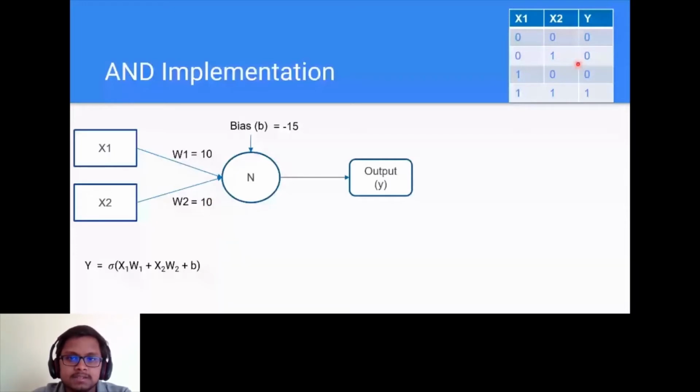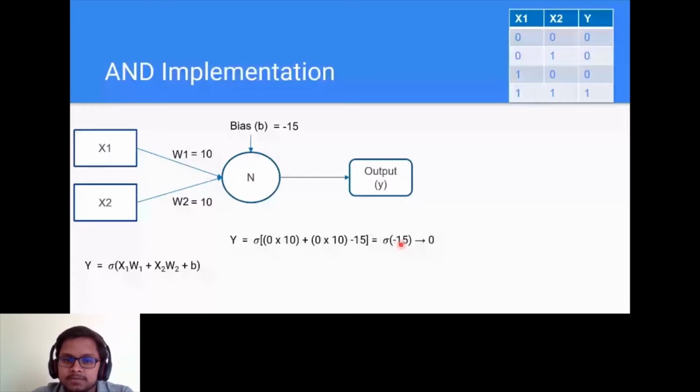With input x1 as 0 and x2 as 0 as well, we want the output for y. When we input these two variables, we get x1 w1, which is 0 into 10, plus x2 w2, which is also 0 into 10, minus the bias 15. Now this gets us a value of sigmoid of -15. For now, that probability would be below 0.5, so we would be considering that as a 0.